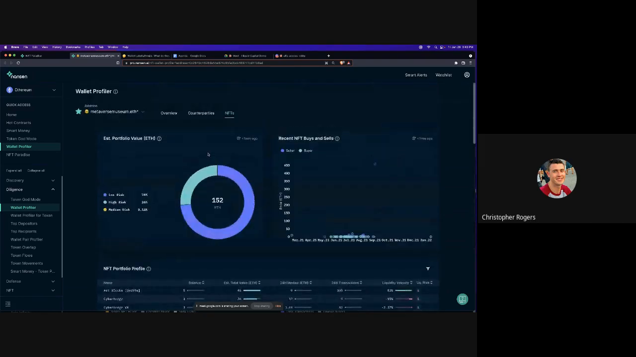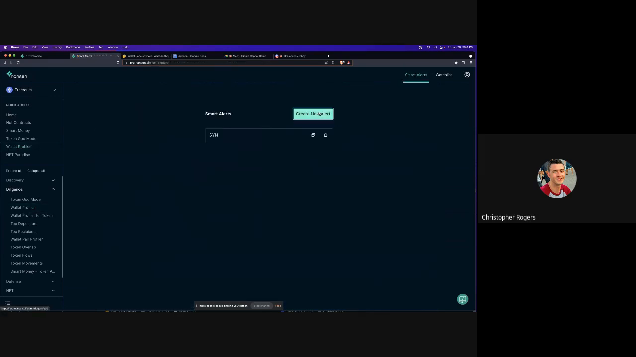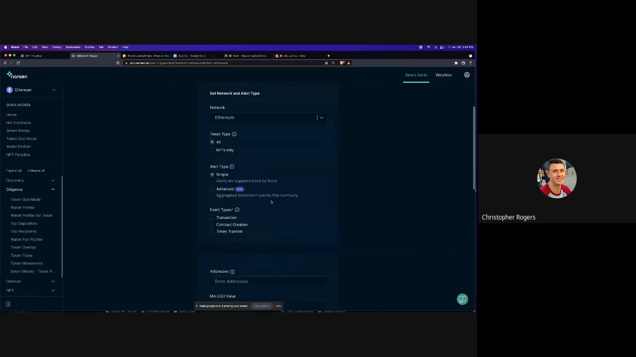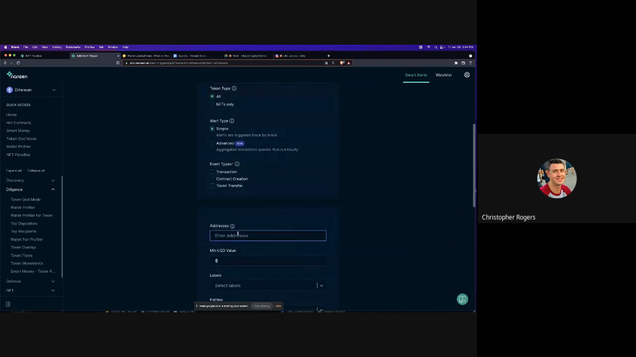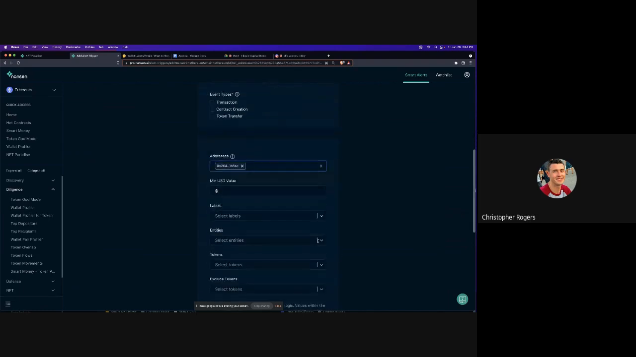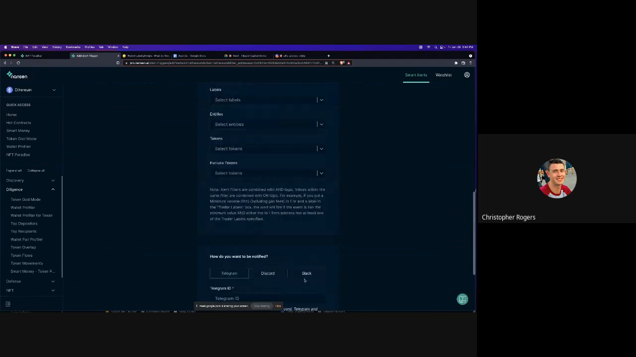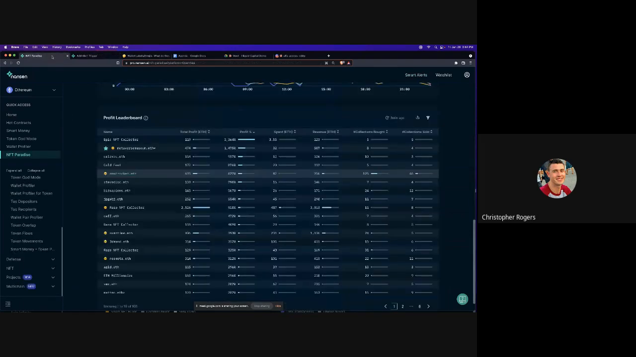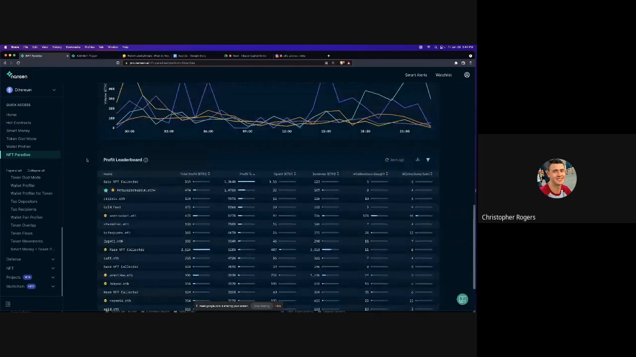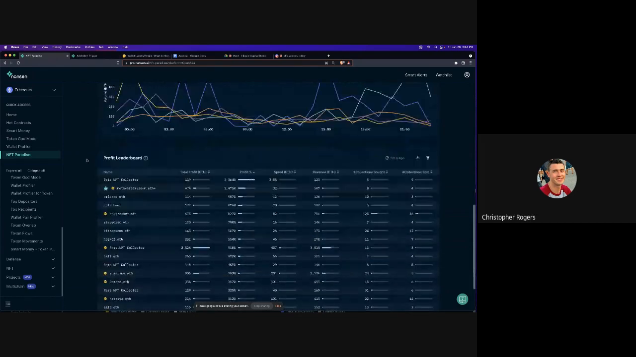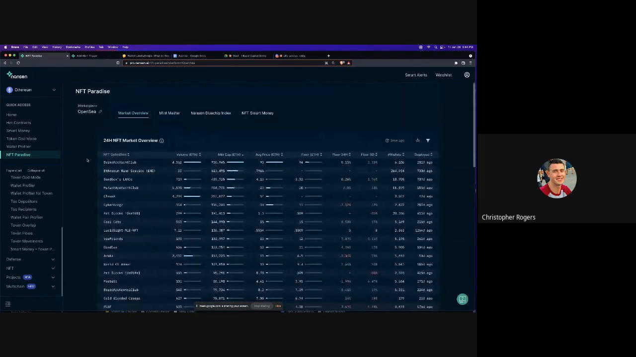So if I wanted to create a smart alert when Metaverse Museum.eth is transacting, I can simply click, copy the address, come into the smart alert section, create that new alert, set your parameters, and then enter this address here. And then of course, set how you'd like to be notified. So coming back to NFT Paradise, that was the profit leaderboard. If I scroll up a little bit further, we'll dive into the Mint Master section.